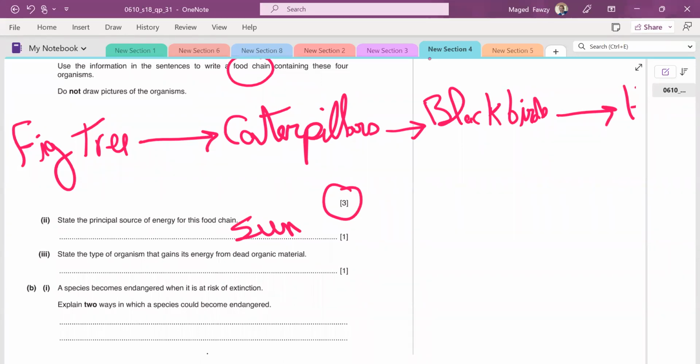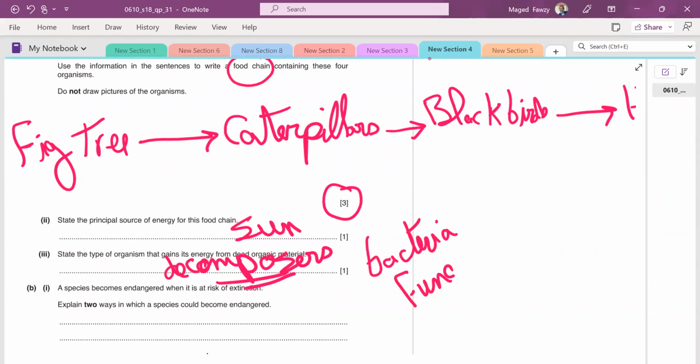أوكي. State the type of organism يا ملك that gains its energy from dead organic material. Decomposers. برافو، decomposers. Perfect. ولادي يا ناس، decomposers. اوعوا تنسوا يا ولاد إن decomposition process is really important. طيب لو جت رجاء وقالت أنا مستر هكتب البكتيريا أو هكتب الفنجاي، أنا I'm telling you for the type of organism. So الـ type of البكتيريا أو الفنجاي هي الـ decomposers.